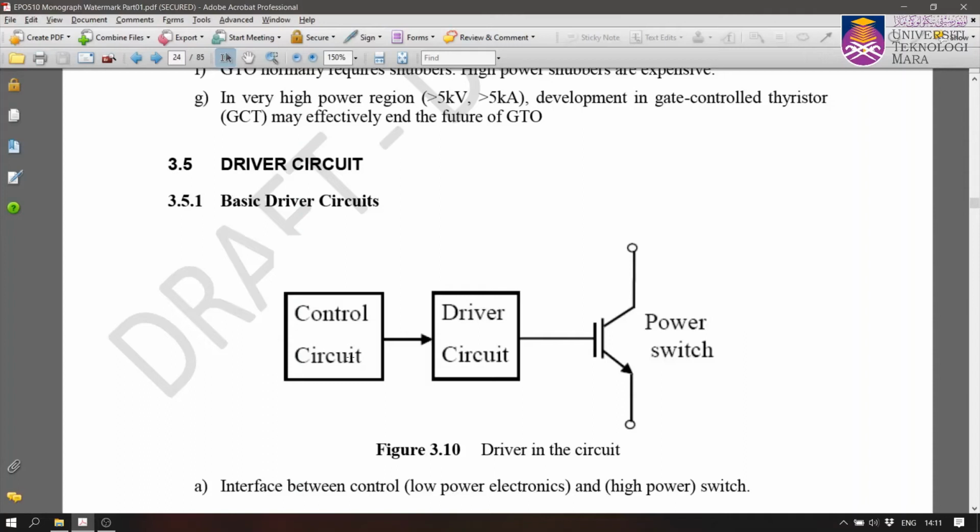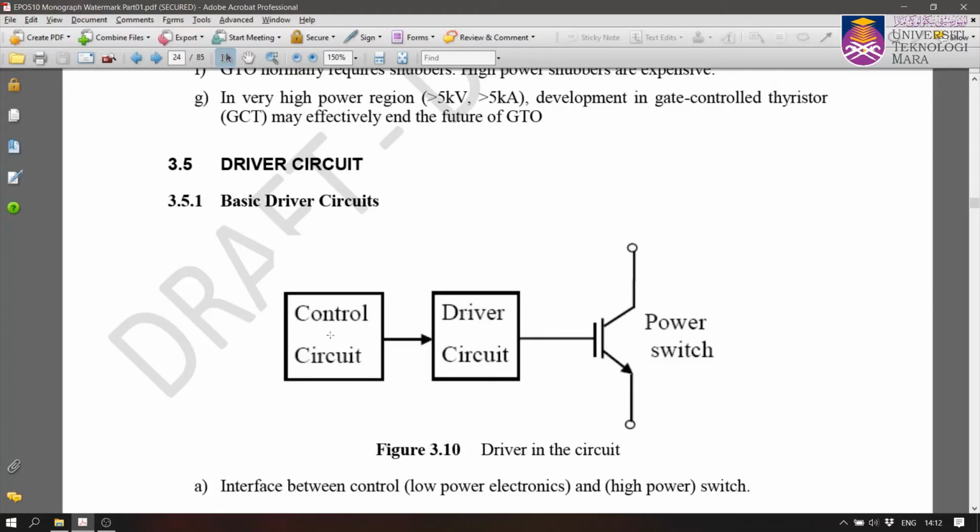So in order for you to trigger and switch on those devices, we need to have this driver circuit. It is just like your light, for example. You need the switch, and how to trigger the switch is you use your hand, isn't it? So your hand, your finger, is the driver circuit. You must have this driver circuit to turn on the switch, right?